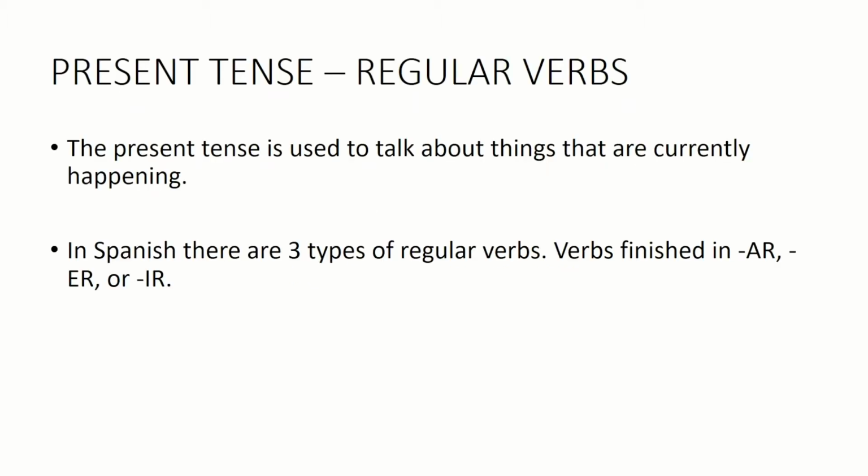The present tense is a tense that we use to speak about things that are currently happening. And in Spanish, we have three types of regular verbs. The verbs that finish in AR, the verbs that finish in ER, and the ones that finish in IR. You'll be wondering, how do we conjugate these verbs?